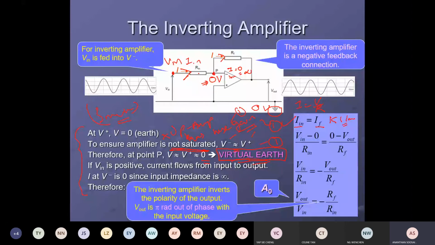What is the potential difference along this P? V in minus 0. V in is at this point. After crossing the R in, Vp, which is 0 volt, is the final voltage. So the potential difference across R in is V in minus 0, divided by the resistance R in, and therefore you get I in. V in minus 0 over R in is the current flowing here.